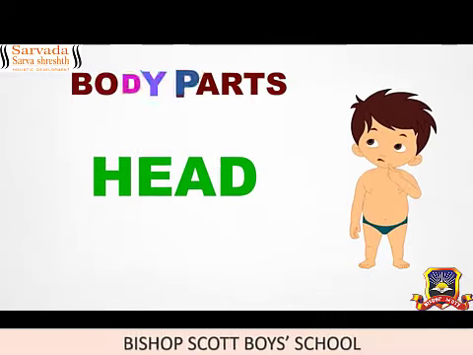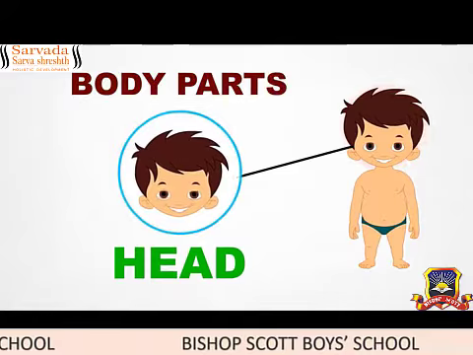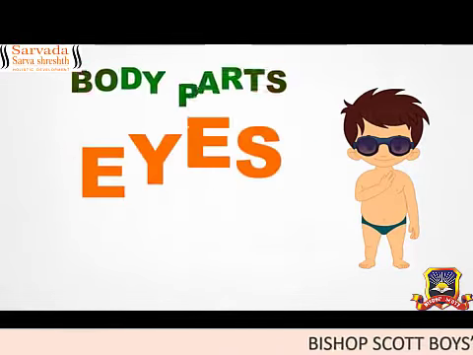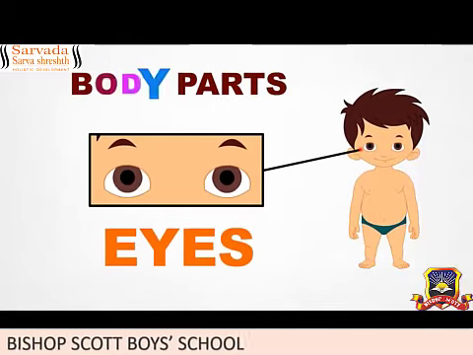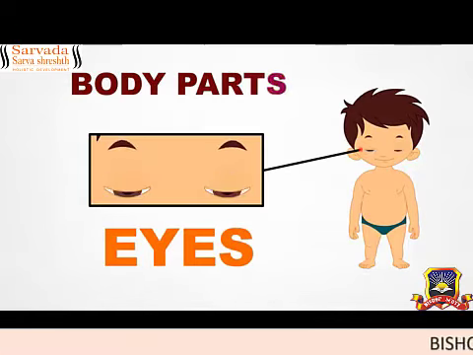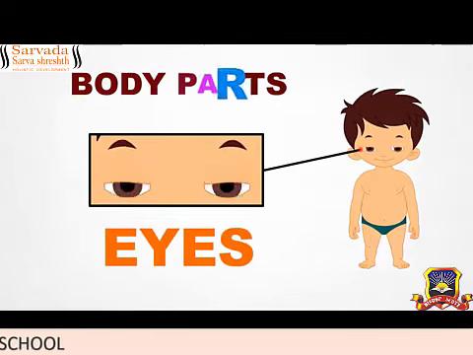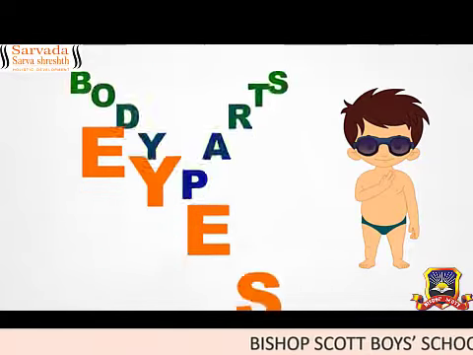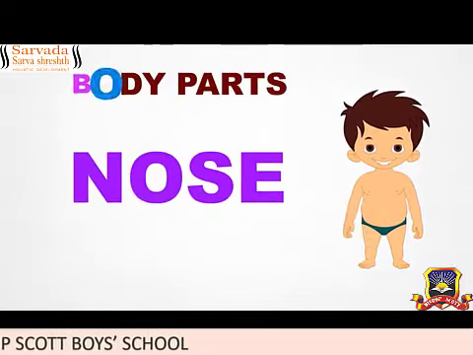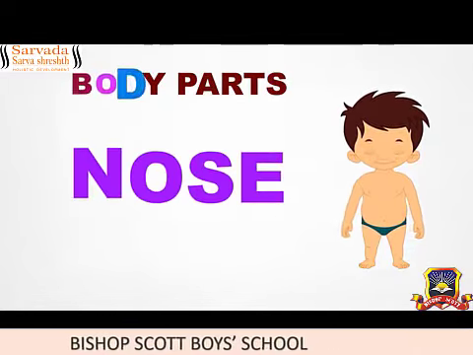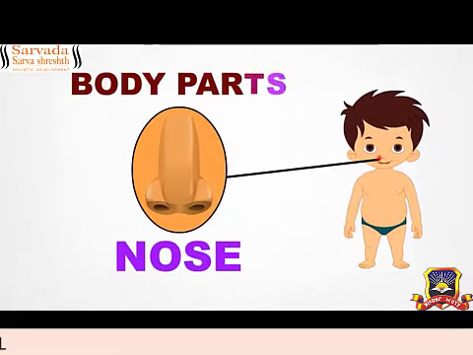Head. Head is at the top of the body and it contains the brain. Eyes. Eyes help us to see. It is the most important part of our body. How many eyes do we have? We have 2 eyes. Nose. Nose helps us to smell. Air comes to our body with the help of nose.